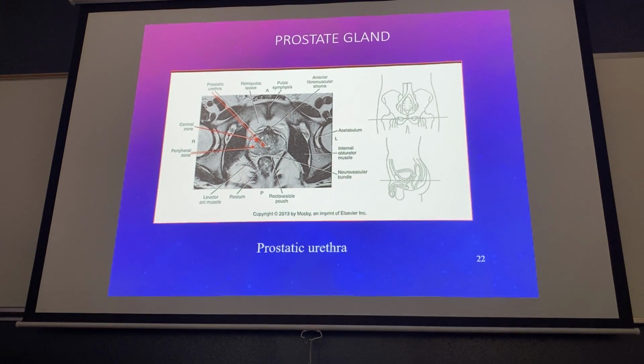Another shot of the prostate, and again, those two areas that you have to be aware of called the central and the peripheral zone, along with the rectovesical pouch.